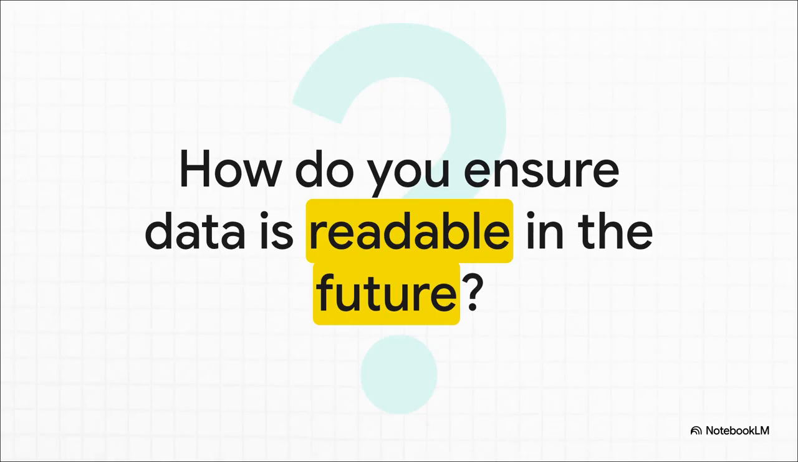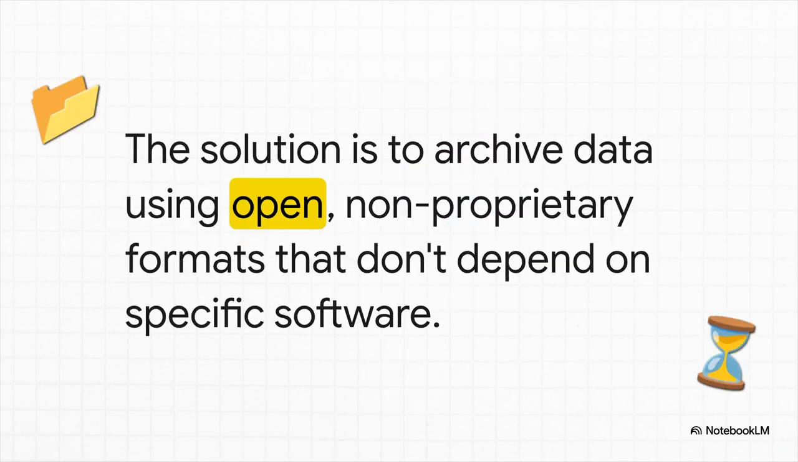This is such a critical question. I mean, think about it. The software we're using today might be completely obsolete in 10 or 20 years. So how can we possibly guarantee that future auditors or researchers can actually open and read the files we archive today? The solution is to avoid trapping our data in a specific proprietary software format that might just disappear one day. Instead, we use what are called open, non-proprietary formats.